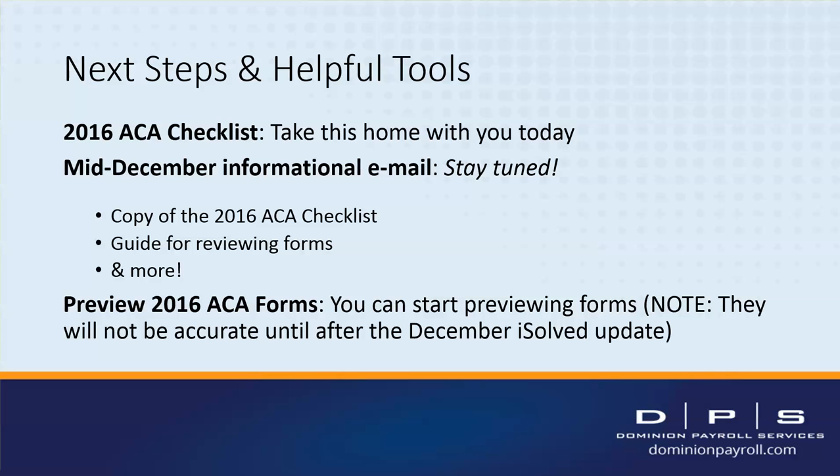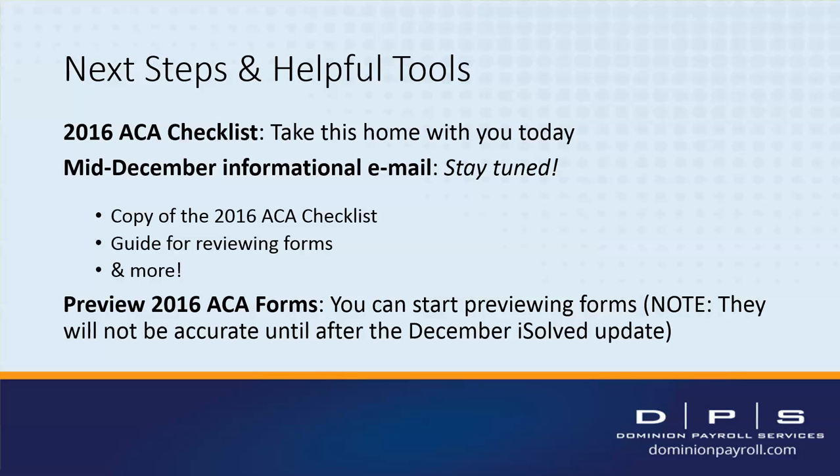Next steps and helpful tools. What else do you have? First thing is a 2016 ACA checklist. We have produced this for you to take home with you today, and it is a step-by-step one-pager, very simplified, of the full cycle of ACA reporting for you and what you need to do. It'll remind you to audit all that information all the way down to previewing and approving your forms. And we think this is going to be really, really helpful for you.